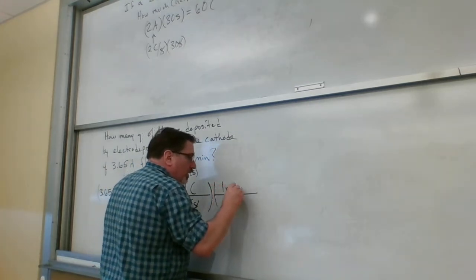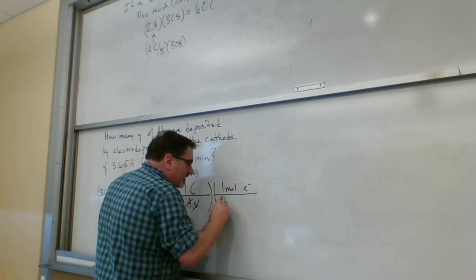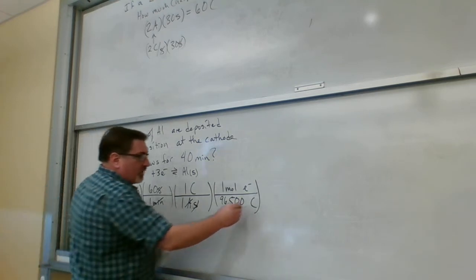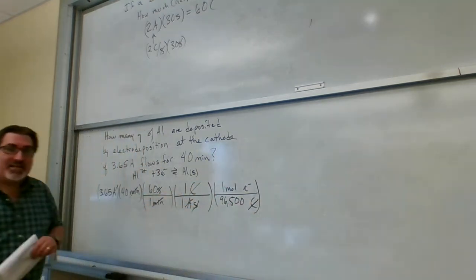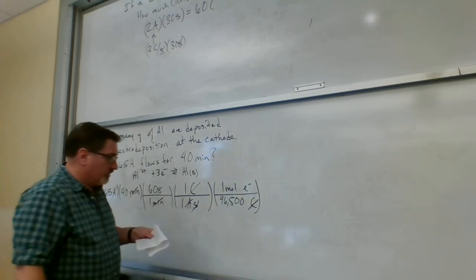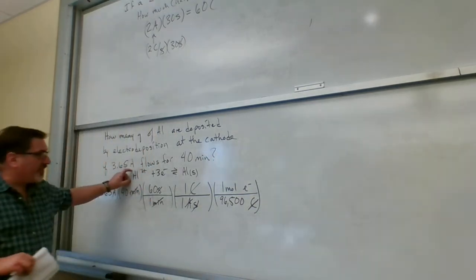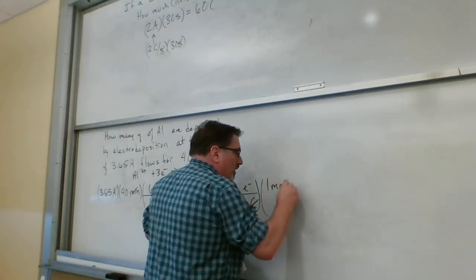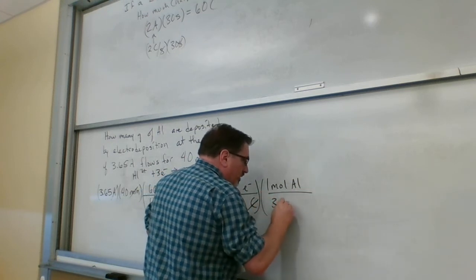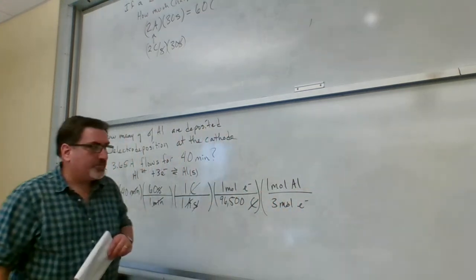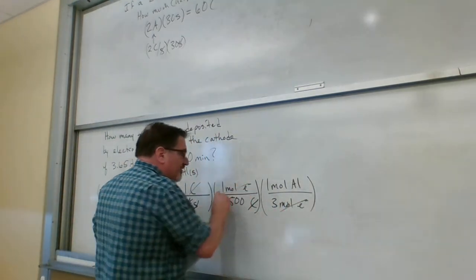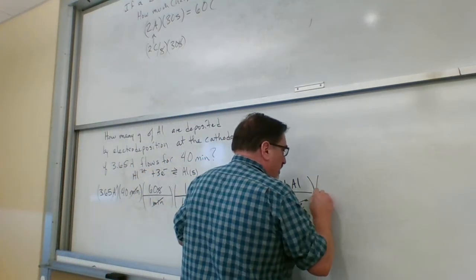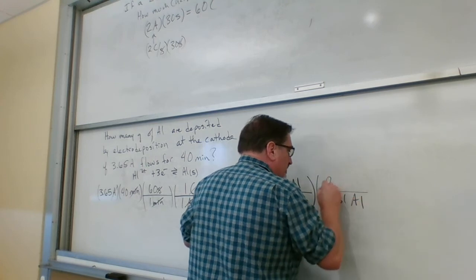1 mole of electrons is 96,500 coulombs of charge. Now my coulombs go away. I know how many moles of electrons I have. Now from the equation we wrote up here, it's a 3 electron reduction. So 1 mole of Al is 3 moles of electrons. Moles of electrons cancel. 1 mole of aluminum is 27 grams.